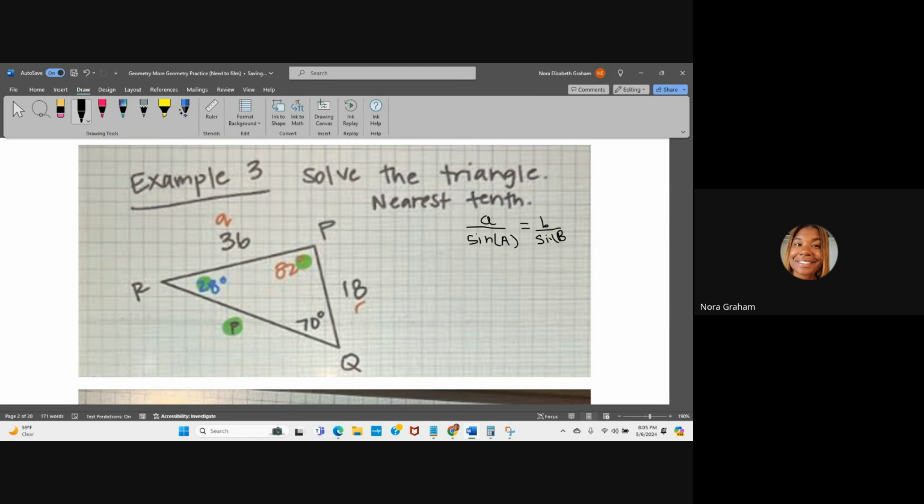Oops, sorry, forgot the N right here. So that's kind of the strategy that we're going to take. All right, so let's go define P. I already know my corresponding angle. They give me angle P, so my corresponding side is going to be that little p.